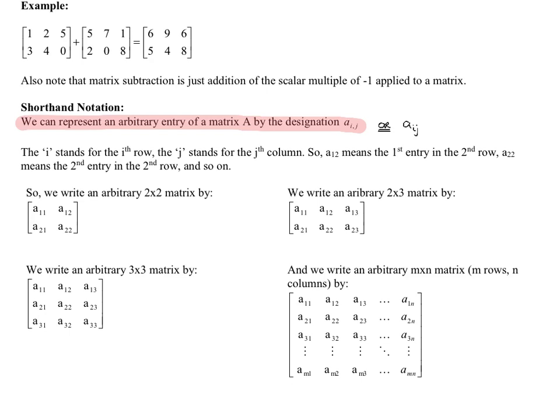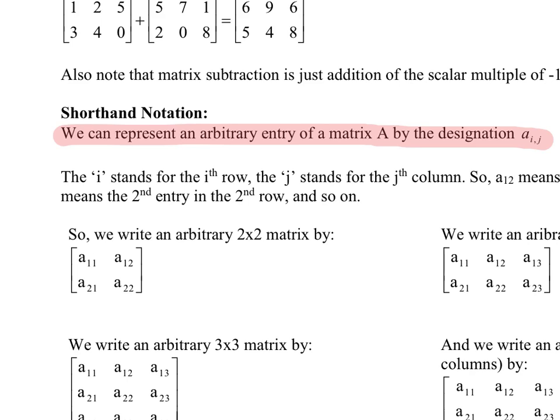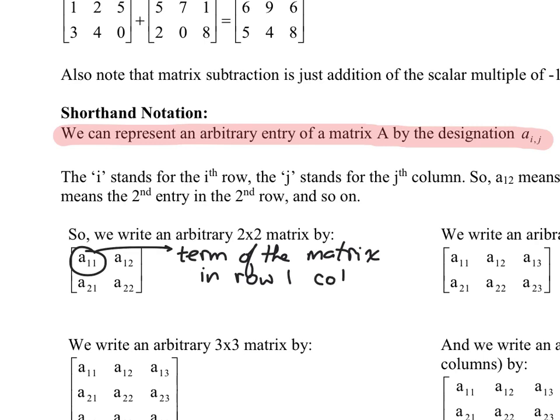So that first entry, for example. It's all detailed there, but I figured I'd spell it out for you, or at least have you spell it out for yourself at some point. This is saying the term, or the entry, of the matrix in row 1, column 1.